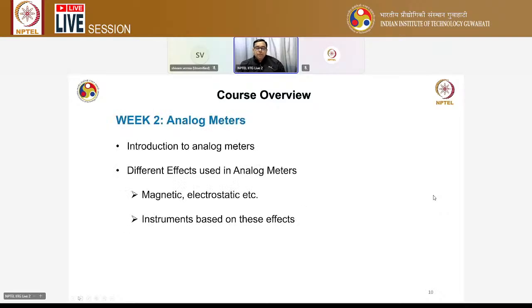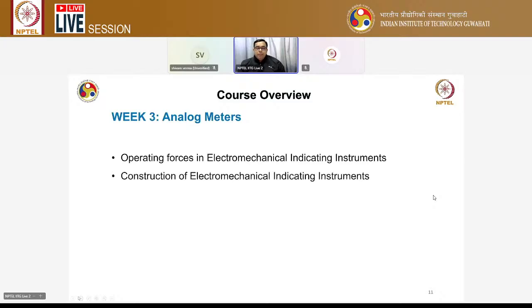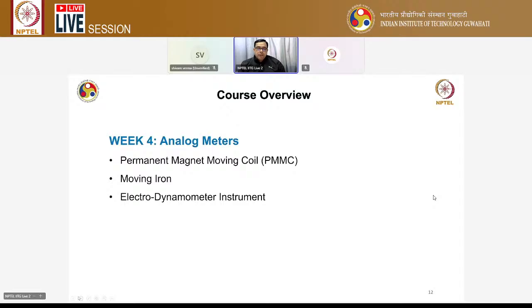So for example, we have classified PMMC, moving iron, and so on under magnetic, and then we have electrostatic systems, we have electrodynamic systems, and so on, right? In the third week, we have talked about the generic operating forces in an electromechanical indicating instrument and the construction of an electromechanical indicating instrument. Then we talked about a voltmeter and ammeter. At least I have given certain introduction.